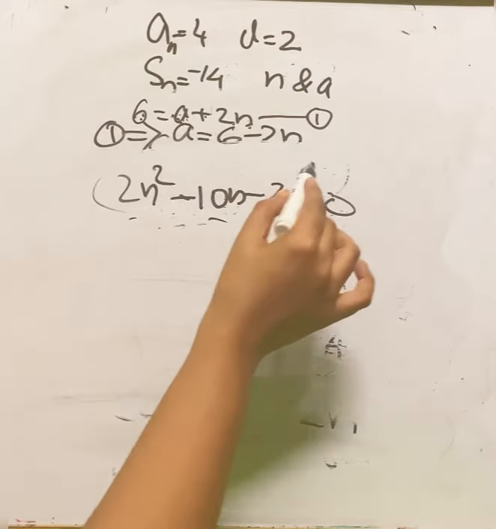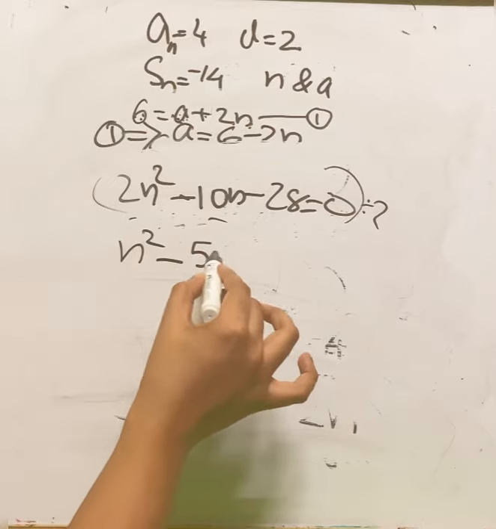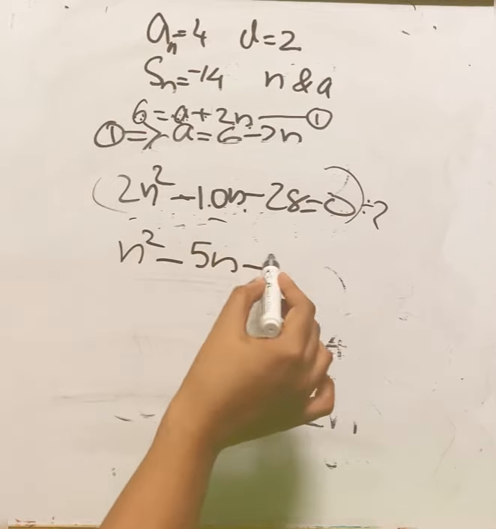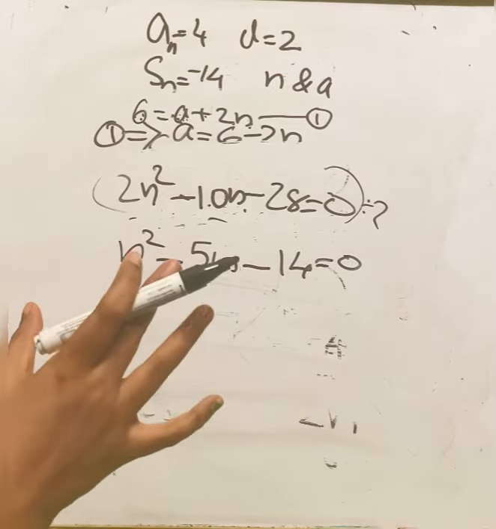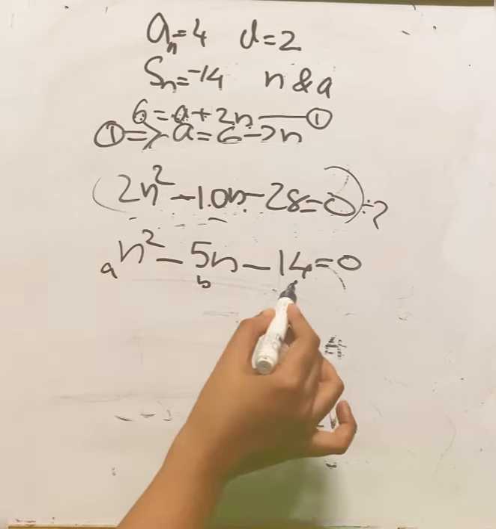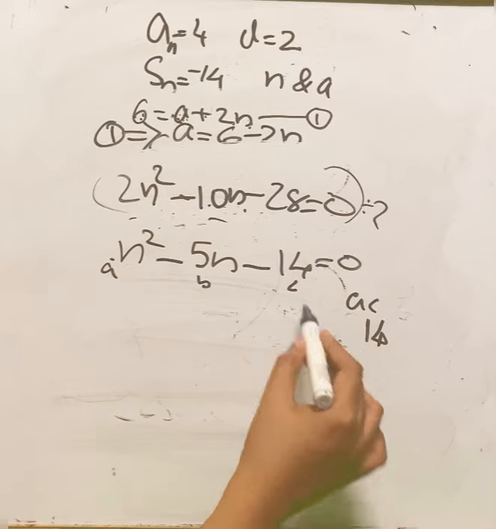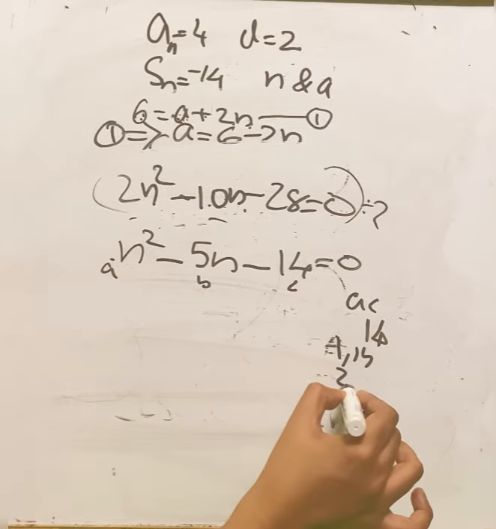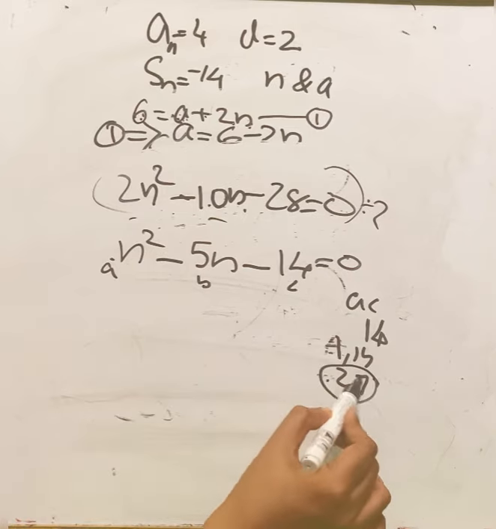So dividing the whole equation by 2, it becomes n square minus 5n minus 28 divided by 2 is 14, equal to 0. This is the new least form of the quadratic equation. Now this is A, this is B, this is C. You have to find A times C, that is 1 into 14, 14. And the factors are 1, 14, 2, 7. And to get 5, you can use this pair, that is 2 and 7.